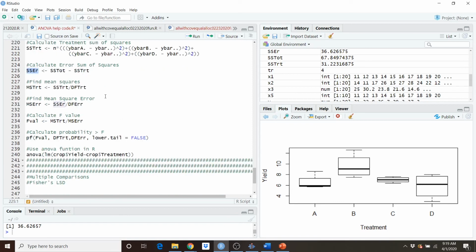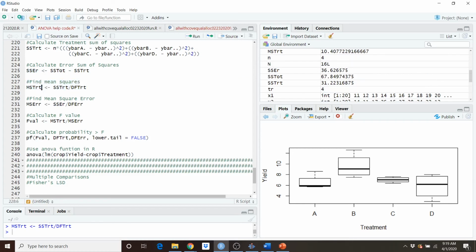Now I need to find my mean squares. Mean squared treatment, we said, was sum of squares treatment divided by the treatment degrees of freedom. That means I've got a mean squared treatment value of 10.407. Mean square error, that's sum of squares error divided by degrees of freedom of error. Mean square error is 3.0522.